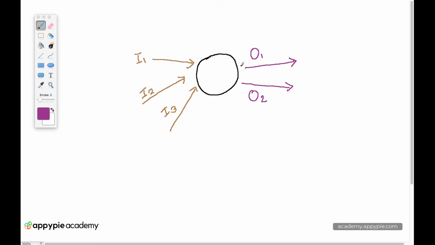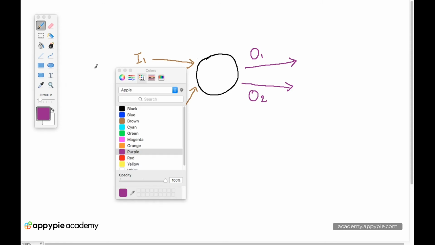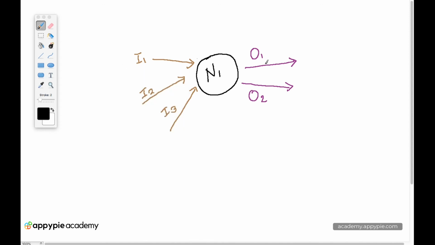Now in a neuron implemented in programming, you have the same output mirrored on all of the output channels. This neuron will further be connected to other neurons. So let's first name this neuron N1. Then it will be connected to many other neurons, which together will be called a neural network.